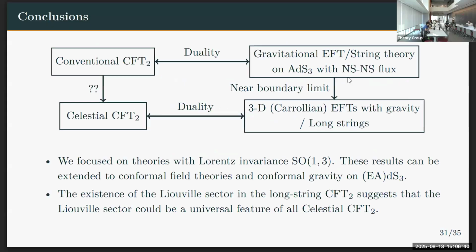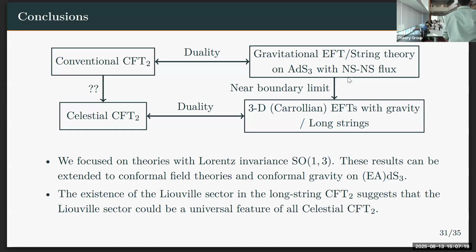Right. So now I would like to conclude with this particular diagram. Basically we had the duality between some gravitational effective field theory or string theory on AdS3 with NS flux that was dual to some conventional CFT on the left hand side. But when you take the near boundary limit, this gravitational EFT becomes the 3D Carrollian EFTs. And this AdS3 with NS plus becomes long strings. And they are dual to some Celestial CFT with Lorentz invariance.